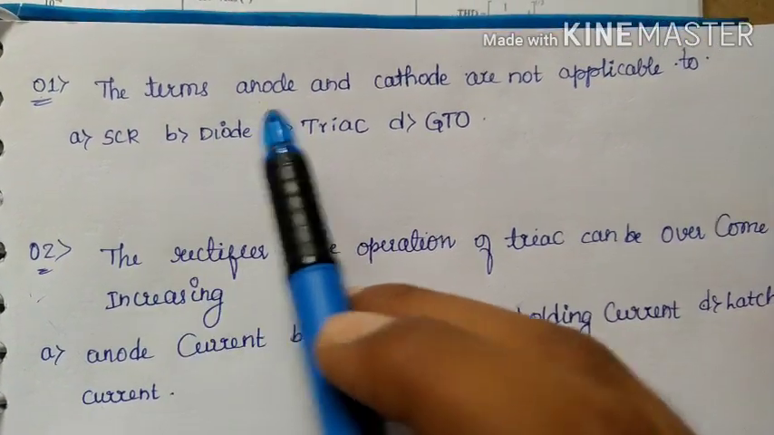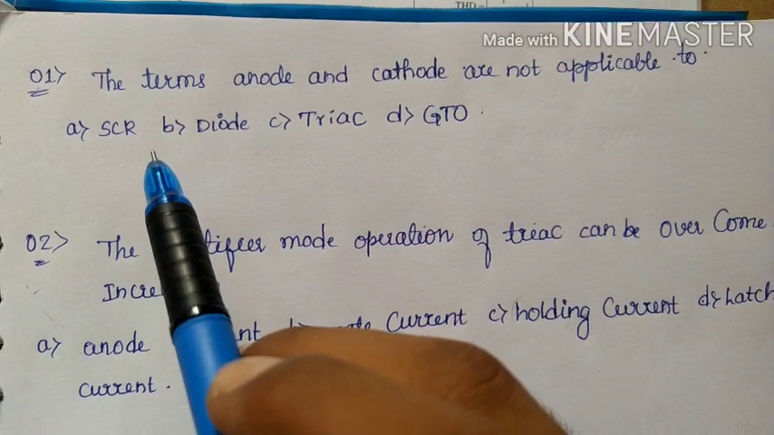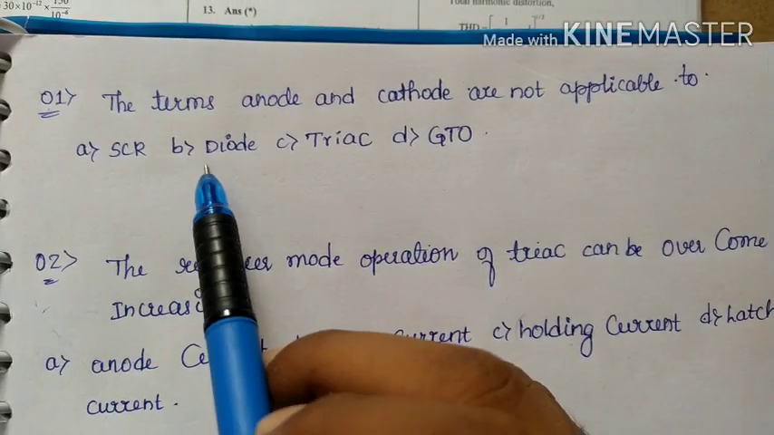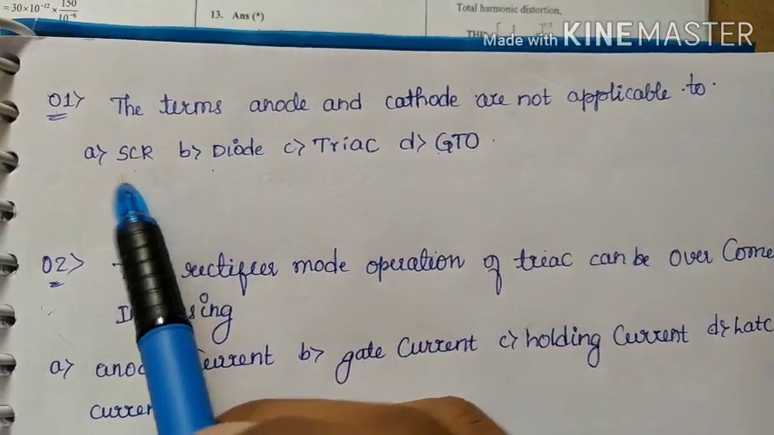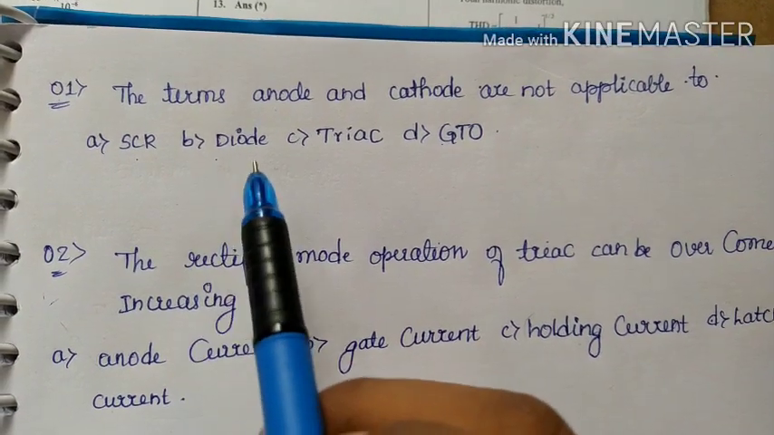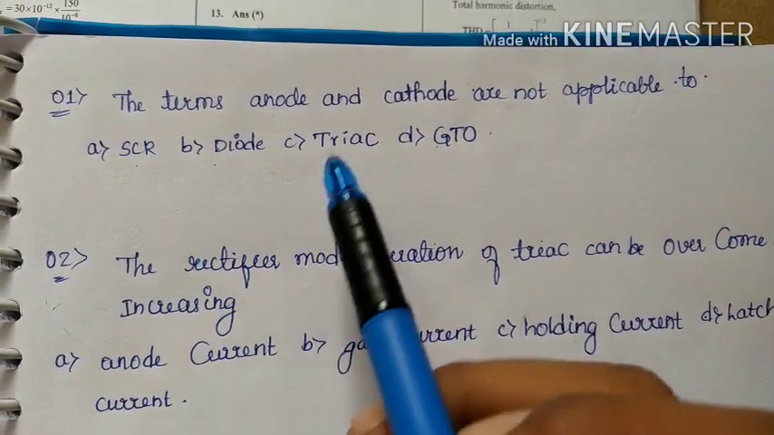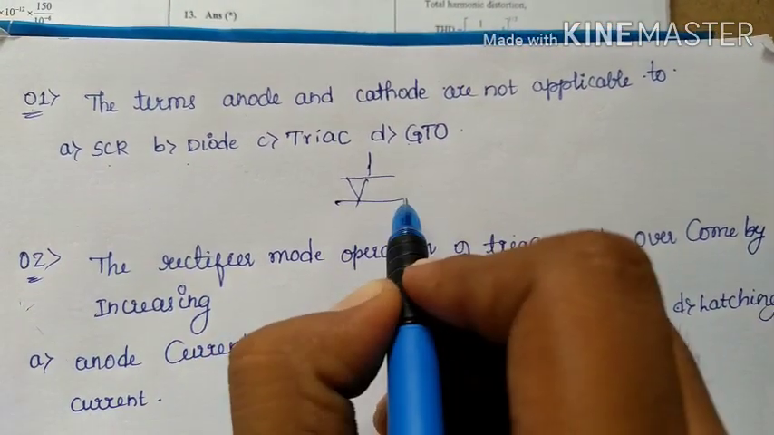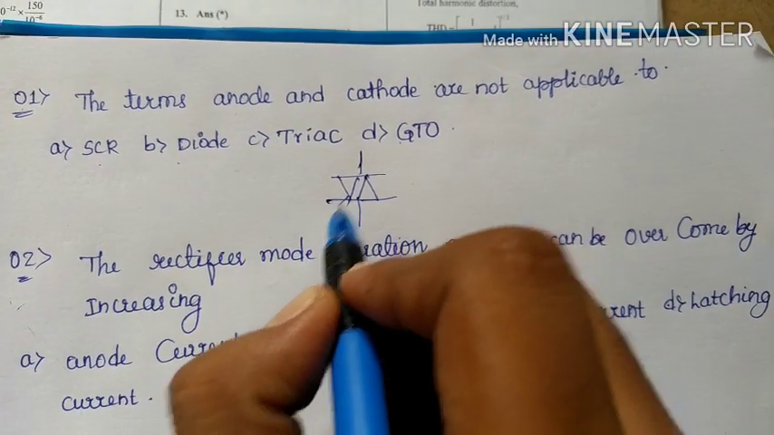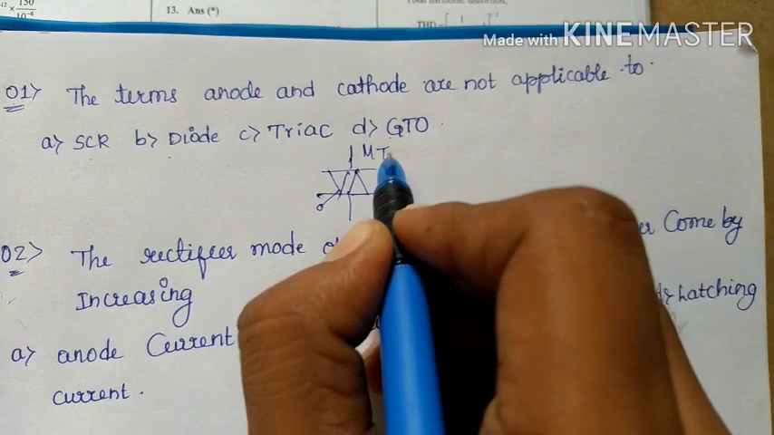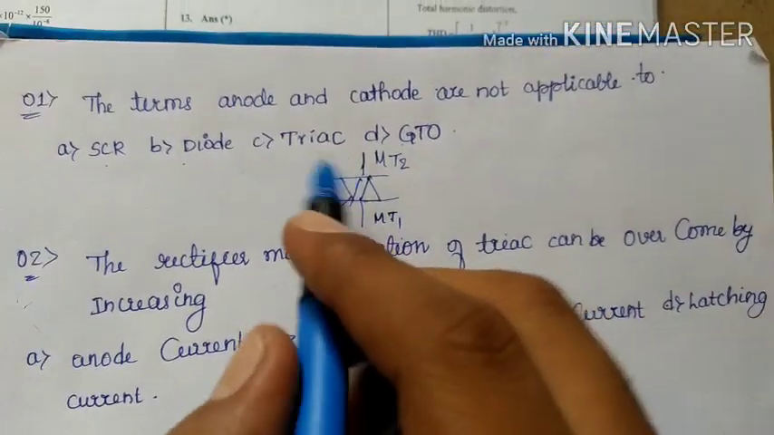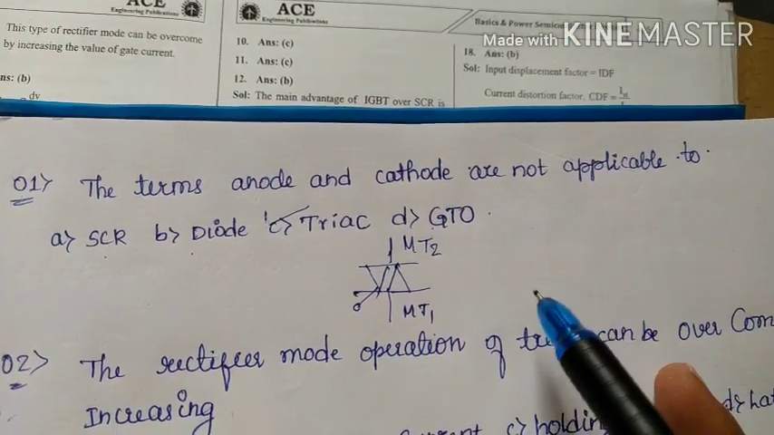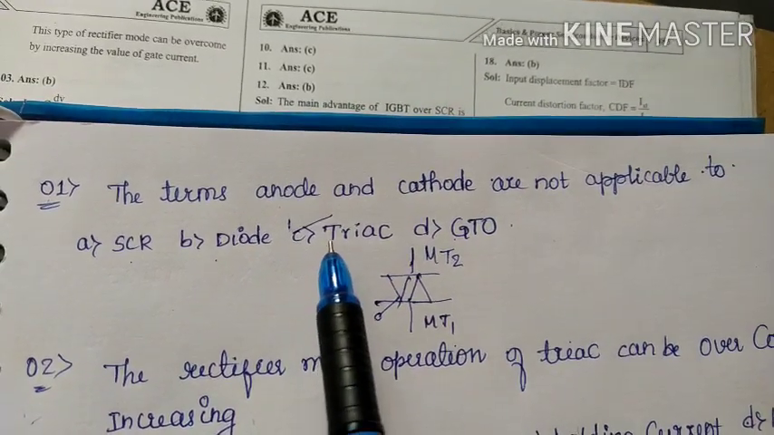So question 1. The terms anode and cathode are not applicable to which of the following, they are asking. The options are SCR, diode, triac and GTO. We know that for SCR, anode, cathode and gate will be there. For diode, anode and cathode will be there. For triac, we know that symbolically it is represented like this. Here it will be MT2 and this one will be MT1. So option C will be the answer. GTO also has anode, cathode and gate. So the only option is triac.